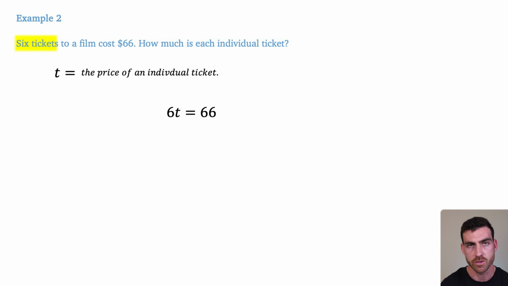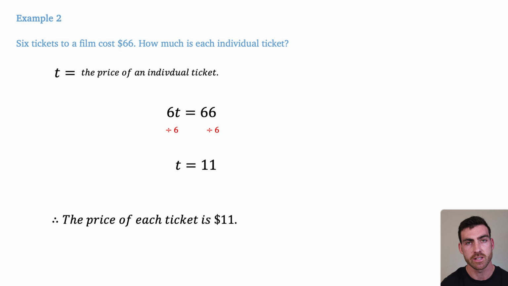Next, to get this value, it was the number of tickets times the cost of each ticket. So 6 times t equals 66. Now this is a one-step equation to go and solve. The opposite operation is dividing both sides by 6, giving us an answer of t equaling 11. Therefore, the cost of each ticket is $11.